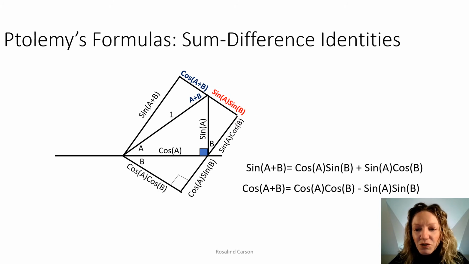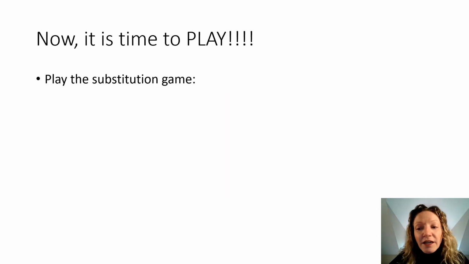I guess I just wrote them in the order of, like for cosine A plus B, I wrote them in the order where the first term is positive and the second one's negative. That's just some kind of textbook convention. You can actually write cos A plus B is equal to negative sine A sine B plus cos A cos B, whatever.